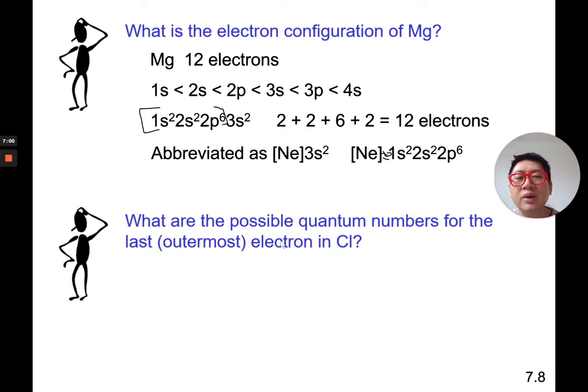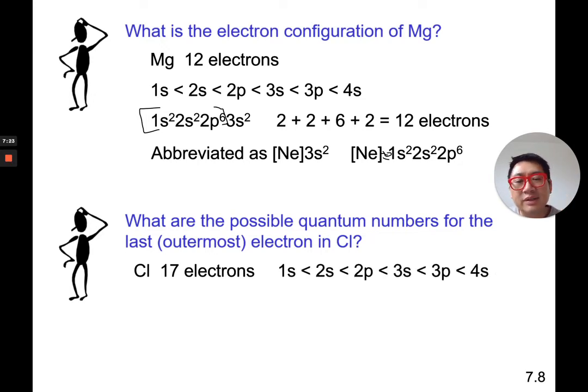Okay, next thing. What are the possible quantum numbers for the last or outermost electron of chlorine? Chlorine, if you look on the periodic table, is element number 17. For this chapter, this electron configuration stuff, you need a periodic table. You need to reference a periodic table somewhere. But it's element number 17.